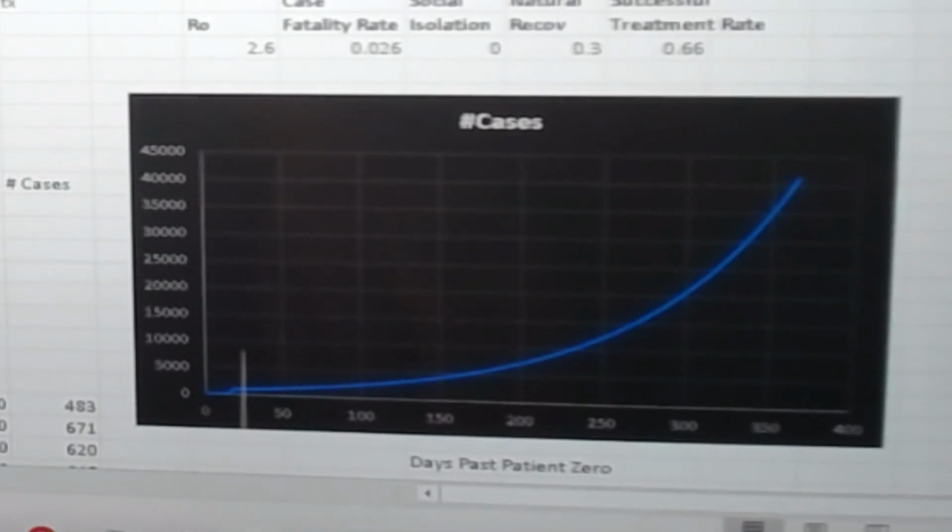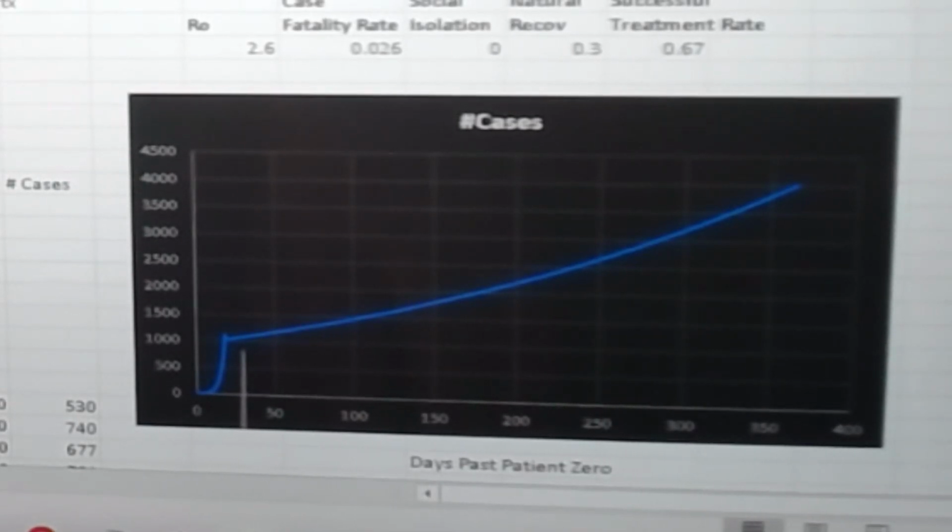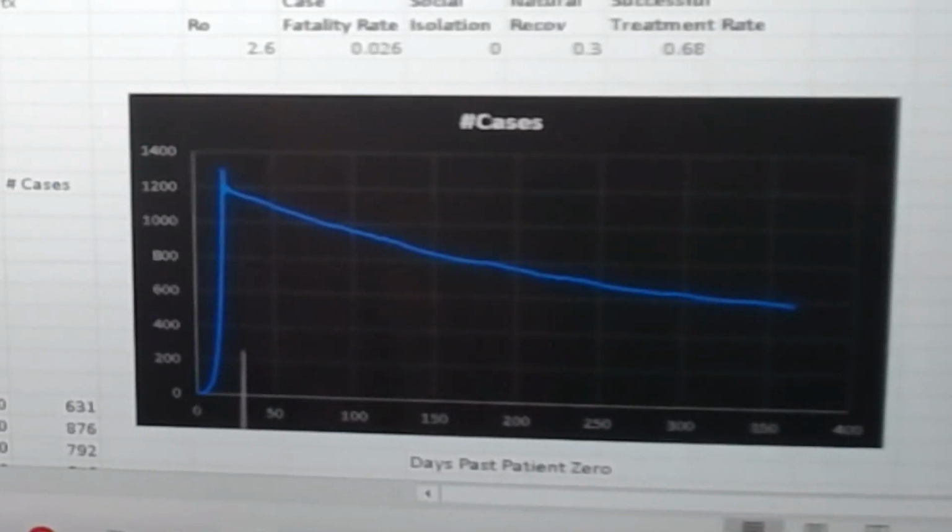And of course, the next question that people are going to ask is, okay, what about treatment and social isolation? Now, here we get a similar thing with treatment that we saw before, about the same effect of social isolation at 67%, if you recall. And then 68%, we finally see that there's going to be a slowdown in terms of the spread.